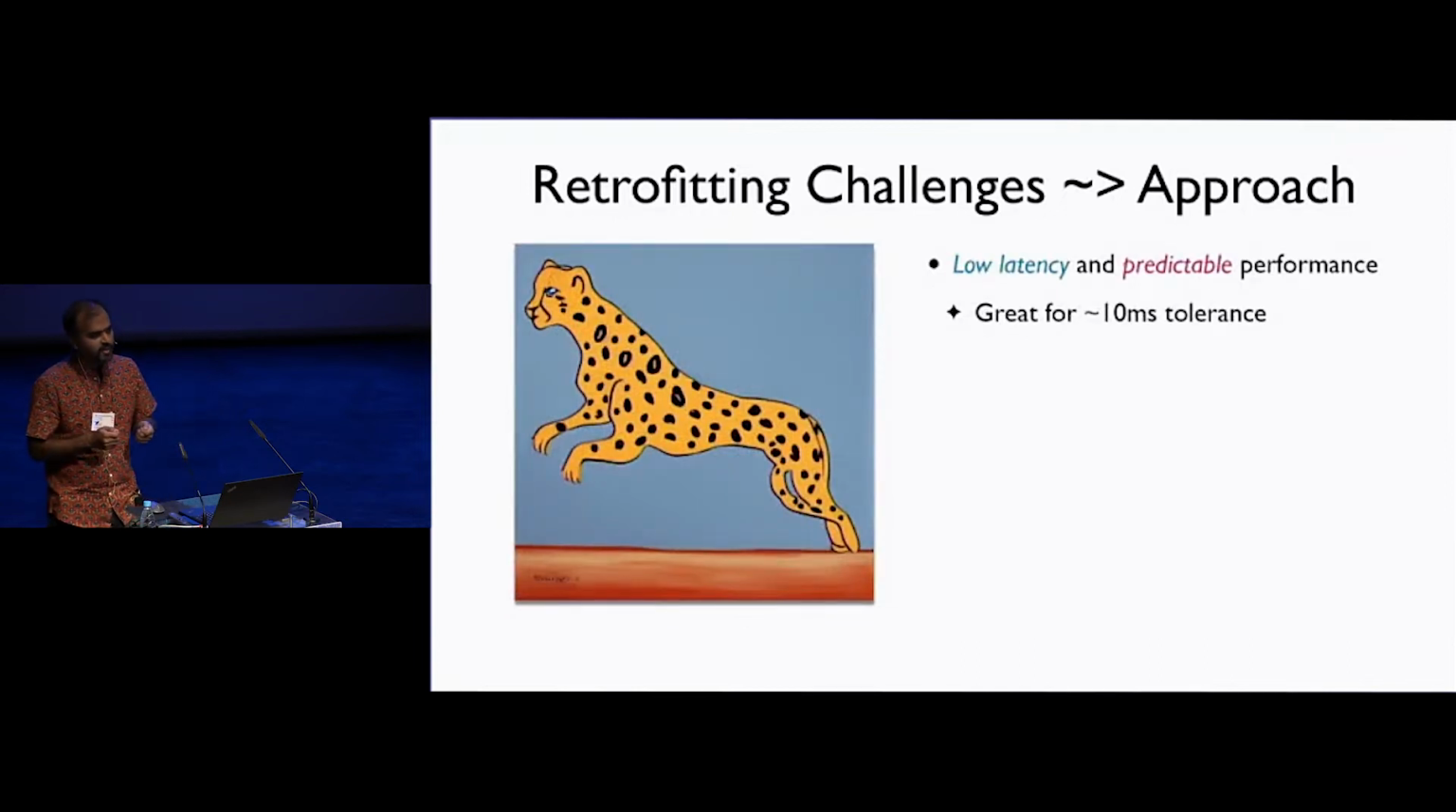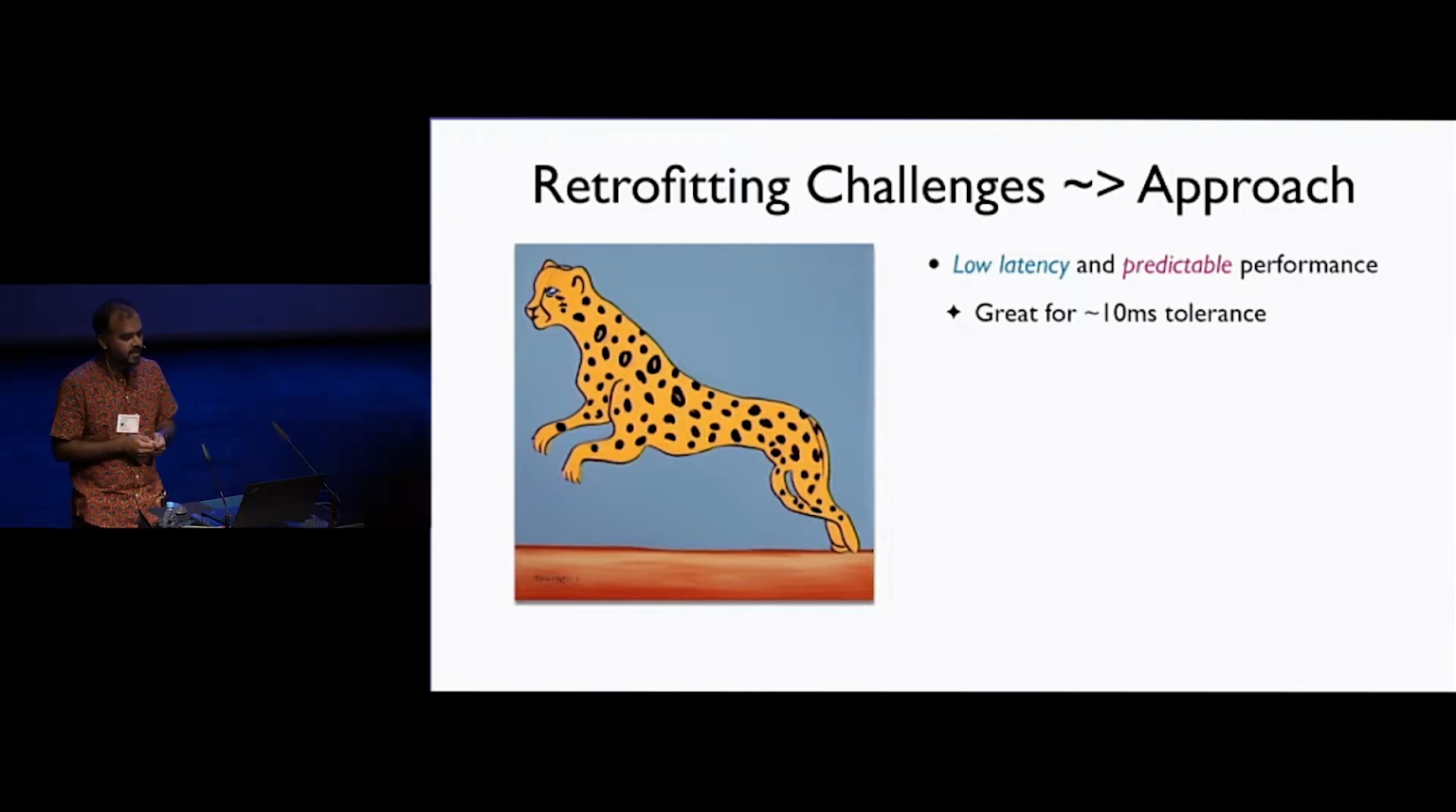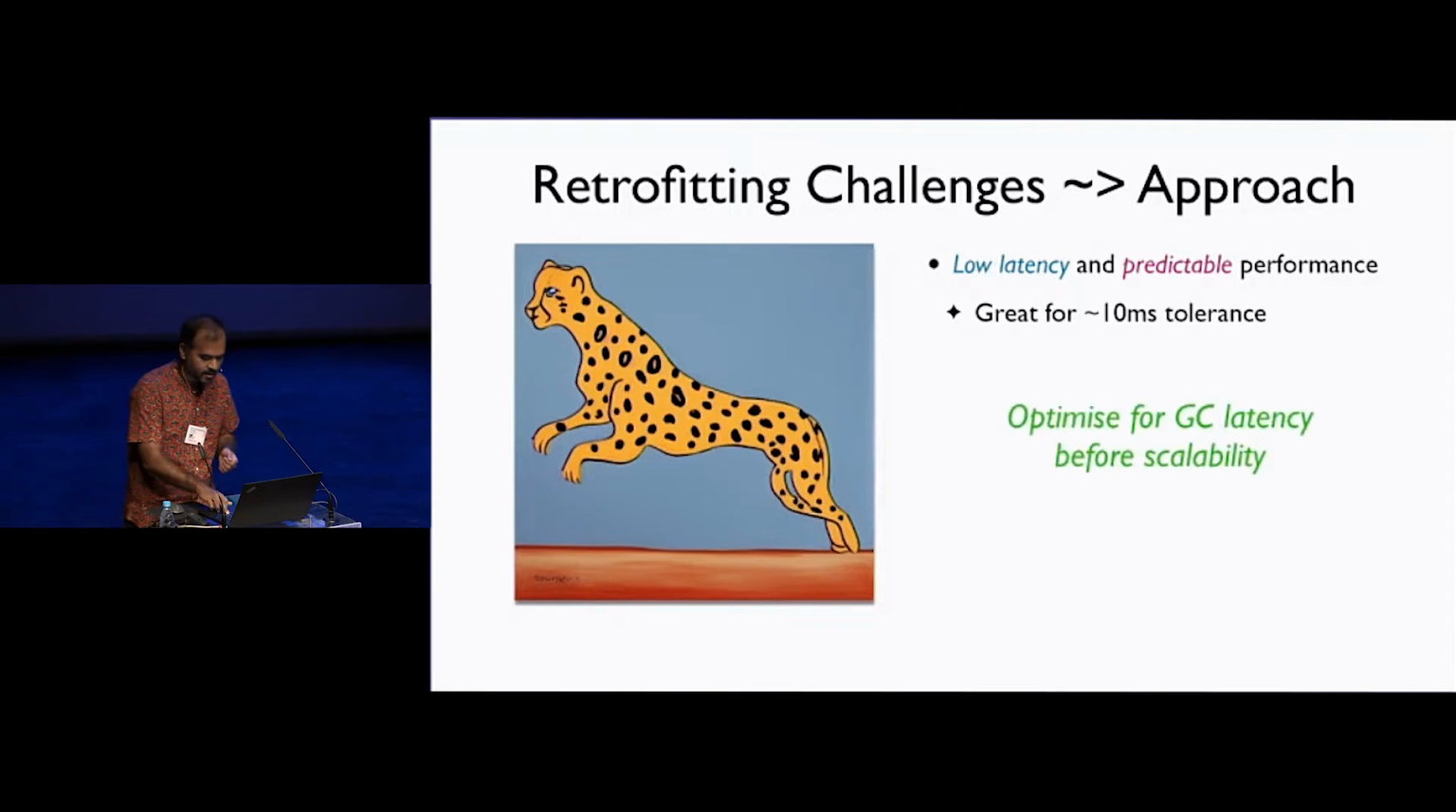OCaml is particularly favored for low latency GC and having predictable performance. If you have an application that can tolerate 10 millisecond latency, then OCaml is a great language for you. So in designing this parallel extension, we wanted to ensure that we can preserve this GC latency before focusing on parallel scalability, right? And ordering these goals in this order also influences how we design the garbage collectors.